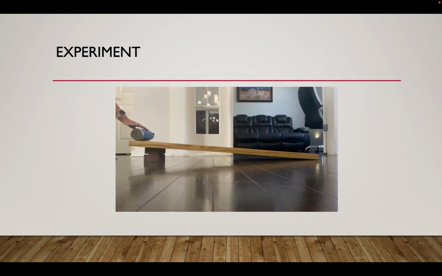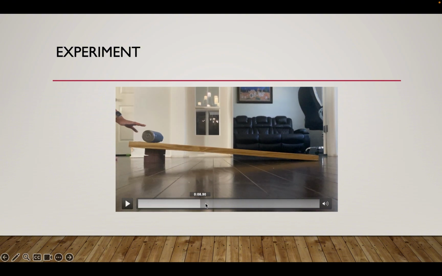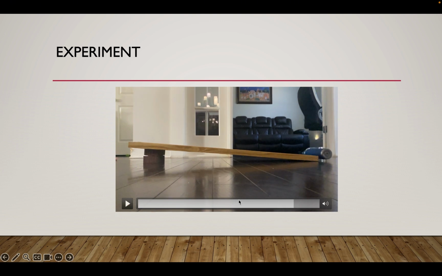Here's the video I took of releasing the water bottle. This is in slow motion, so I'm just going to skip through it, but we can see it rolling down. And in this experiment, we're trying to find the velocity right over here. So the bottle's at the bottom of the ramp, and we're trying to find this contact point's velocity. Realistically, it would be the same for any one of these, but it's basically at the bottom of the ramp.